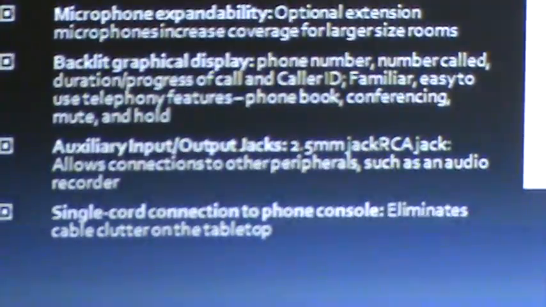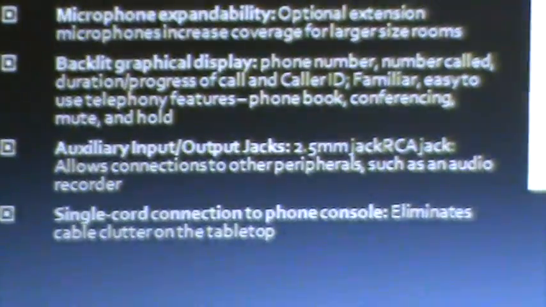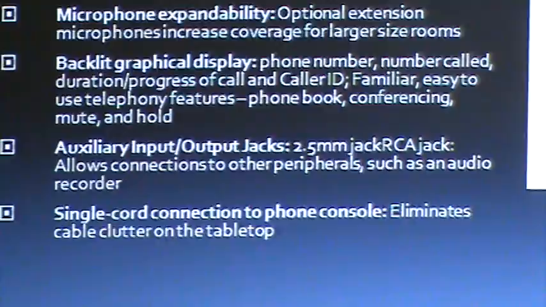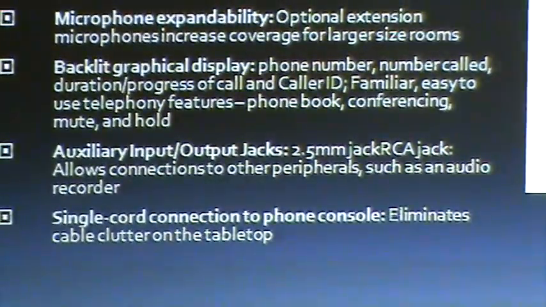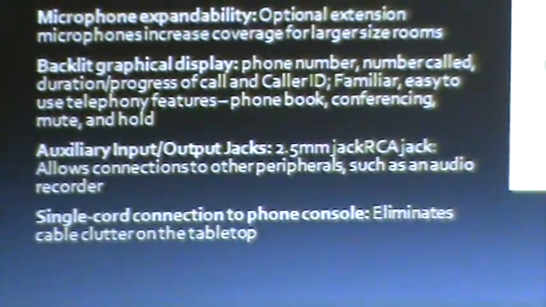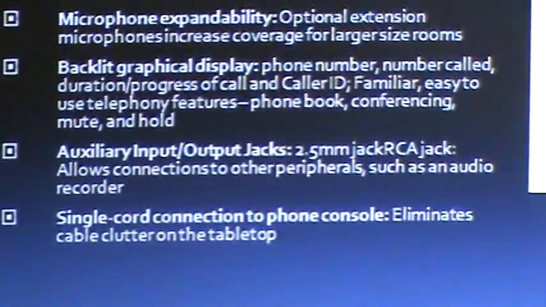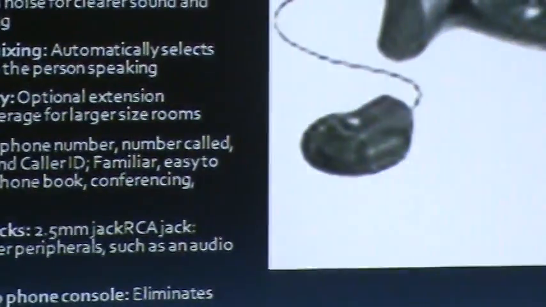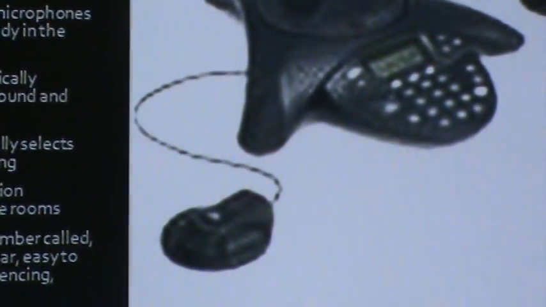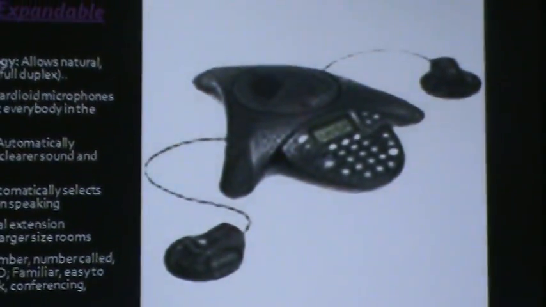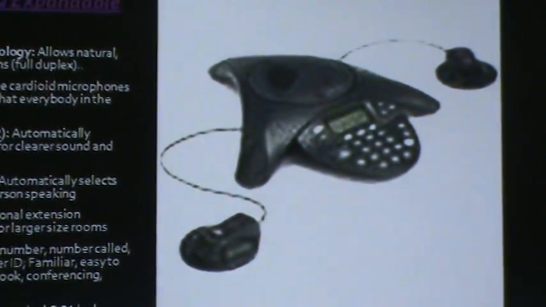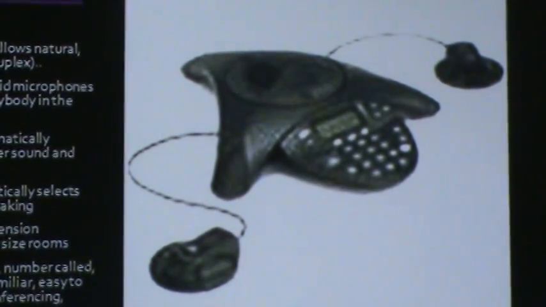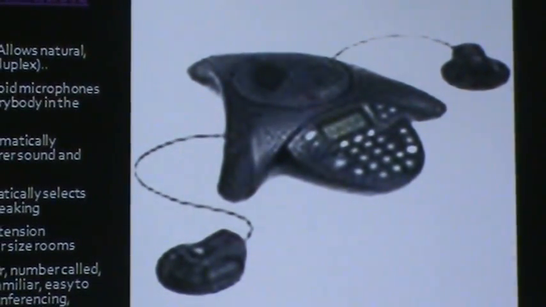It's got a backlit graphical display, which, like any present-day phone, gives you the phone number, caller ID, number called, how long you've been calling, and very, very easy telephone features. It also comes with its own built-in digital phone book, and conferencing and hold buttons. It has the auxiliary input-output jack, so you can plug it into any other additional hardware, or maybe a PC or personal computer. And the single cord connection, 1 cord to plug into a wall or whatever, just makes it a lot easier, not much mess to go around.